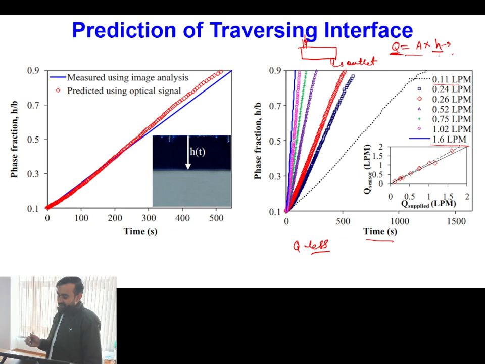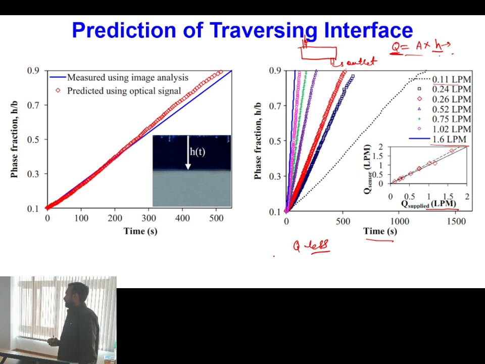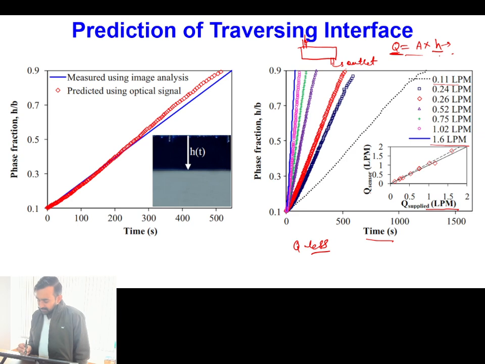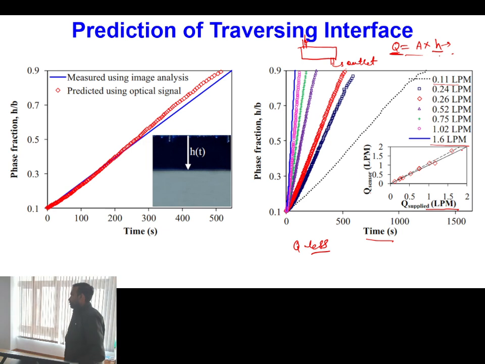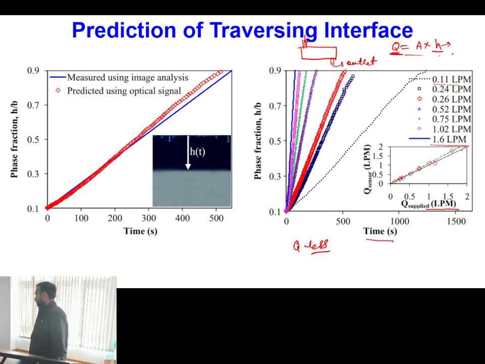And here you can see that whatever the set value of the flow rate we have measured from other devices like a rotameter or so, that is my supplied flow rate, and this is the flow rate which is measured by taking the slope of this optical signal. So the slope of the optical signal is giving these scattered points, and the dashed line is the 10% accuracy line which is drawn. So you can see that the flow rate measured is within the order of 10% of accuracy.